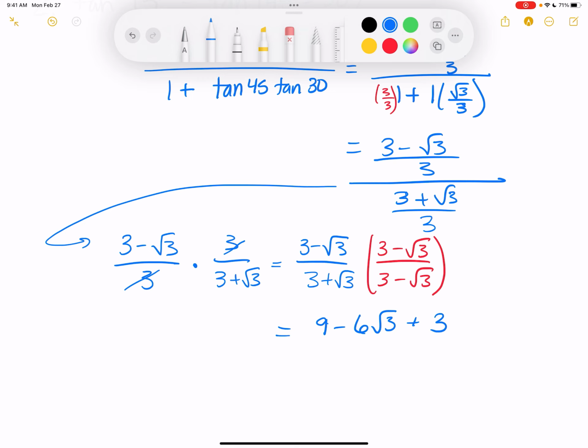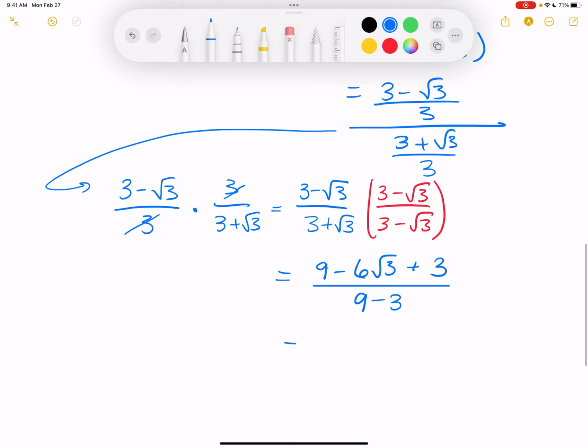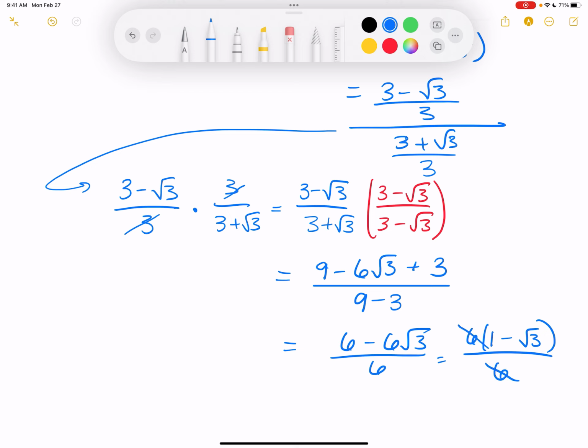Then on the bottom, I have 9 minus 3. So I have 6 minus 6 square root of 3 over 6. I can take a 6 out of everything. So I have 6 times 1 minus square root of 3 over 6. The 6's cancel. So you have 1 minus the square root of 3.